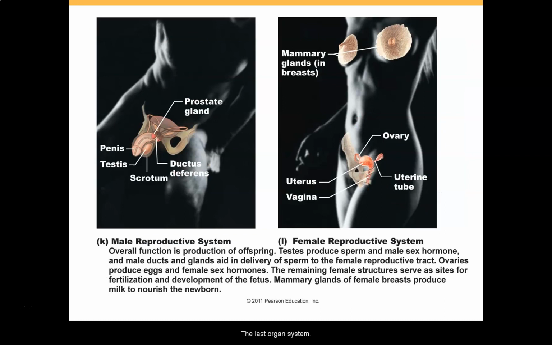And the last organ system, the reproductive system. Of course, male versus female. Main function of the reproductive system, of course, is to produce offspring. Organs, major organs, for example, within the male versus female reproductive system, the major organ, really known collectively as gonads.